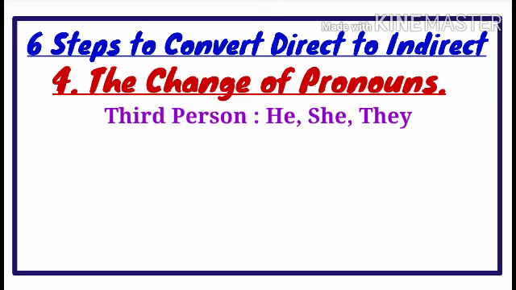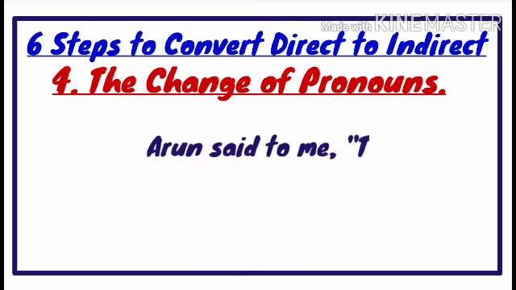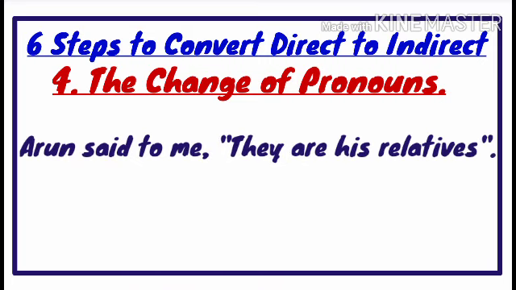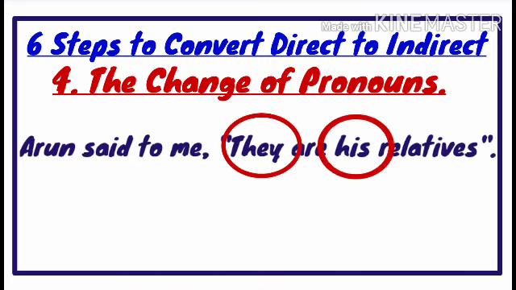Now let's see the change of third person, that is he, she or they. Arun said to me, comma, quotation, they are his relatives.